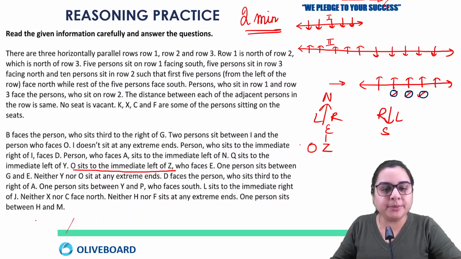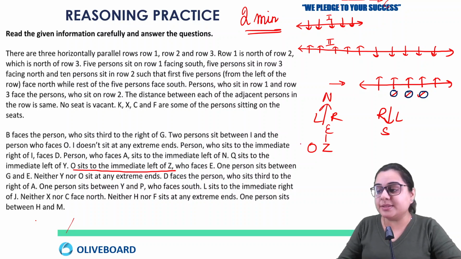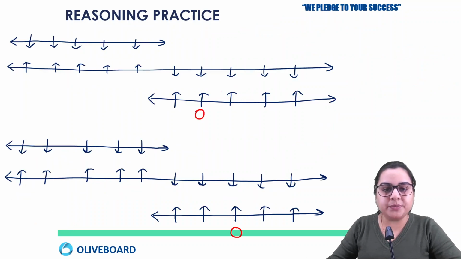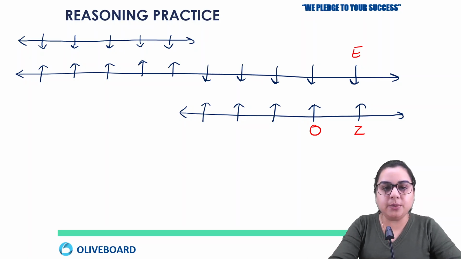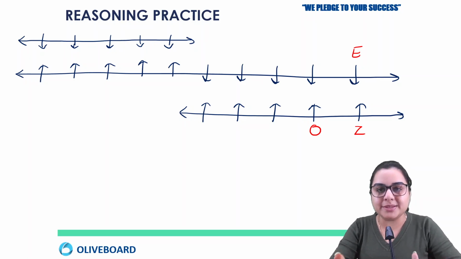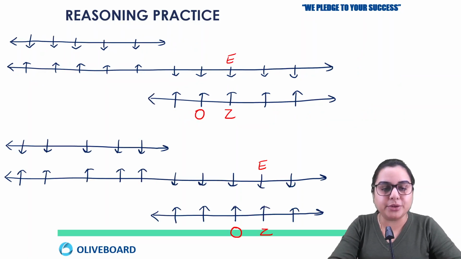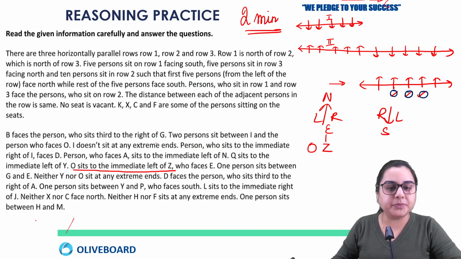Now O is sitting in the third row, which is north facing, and O sits on the left of Z, and opposite to Z will be E. Z faces E. So let's make this O, Z, opposite E. In the second possibility, O, next is Z, opposite will be E. And in the third possibility, O, here Z, and opposite will be E. Okay, so now let's check. I'll keep moving the slides forward and backward for you to easily understand. Any other information about O?